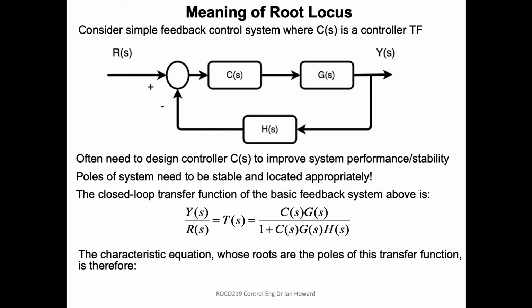Now we can look at this equation and we can immediately say when the poles are going to occur, because we can see that this corresponds to the denominator term going to 0, right? So when 1 plus C(s)G(s)H(s) goes to 0, we know we've got poles. So in other words, when the denominator goes to 0, this is called the characteristic equation. When that goes to 0, we find the poles.